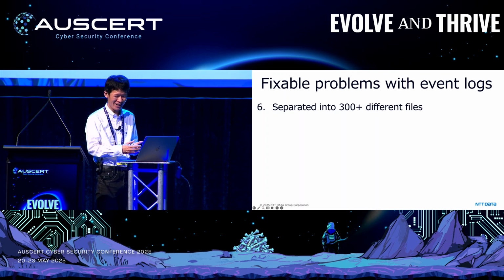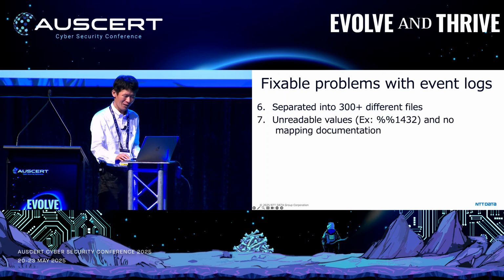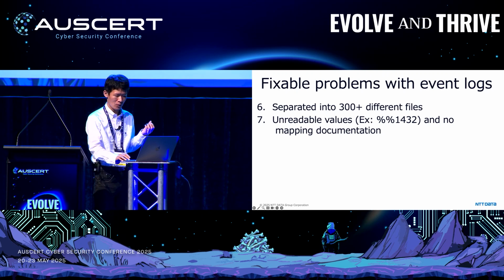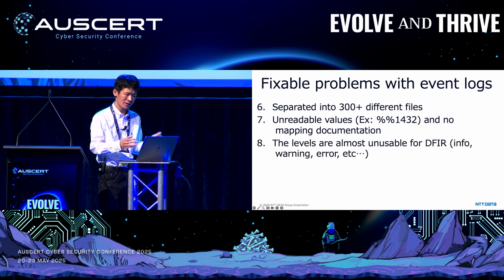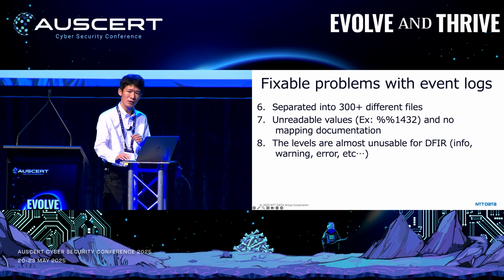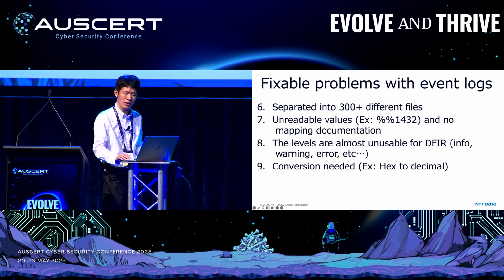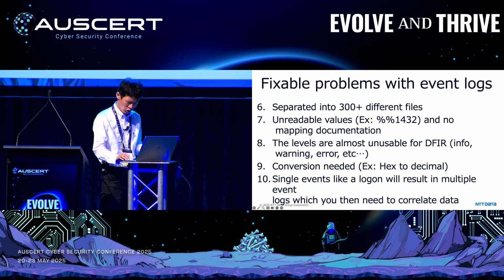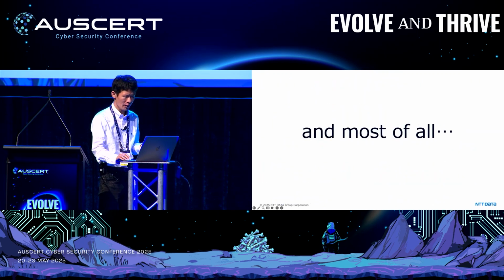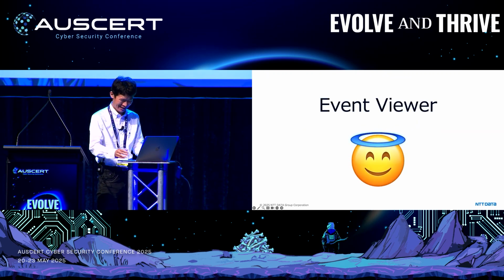Separated into 300 different files. Unreadable values, for example, %%1432, and no mapping documentation. The labels are almost unusable for DFIR, like information, warning, error, etc. Conversion needed, for example, hex to decimal. Single events like a logon will result in multiple event logs, which you then need to correlate. And most of all, the Event Viewer.